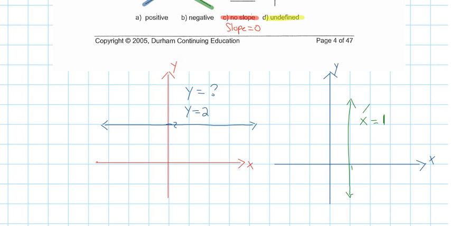So you can't say 0 for both of them? No, they're not the same. One is 0, the other one is undefined. Okay?